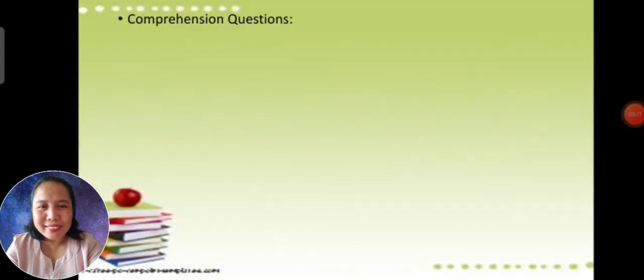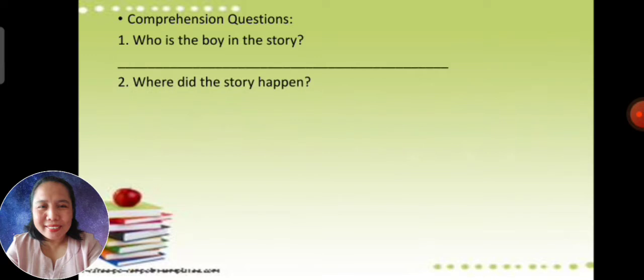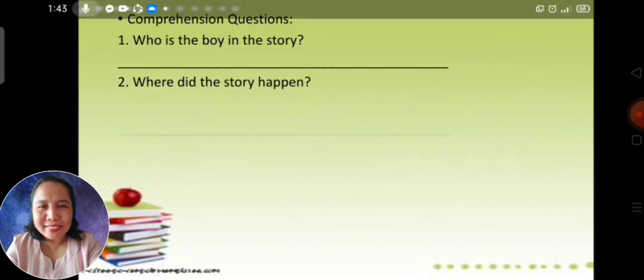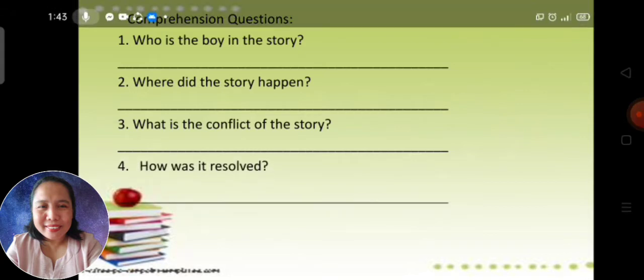And now, let us answer the comprehension questions. Try to look at the questions. The first question is, who is the boy in the story? Cyrene, make sure to answer this one. The second question, we have here, where did the story happen? Nova Apple, please answer that question. Number 3, we have here, what is the conflict of the story? Can you answer that one, Joffy? 4, how was it resolved?